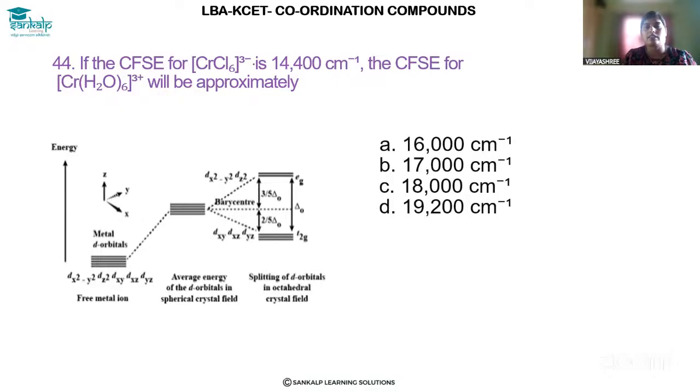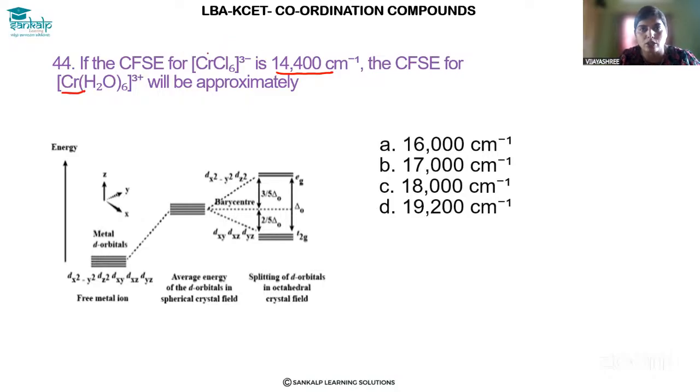So here we are given the crystal field stabilization energy for the CrCl6 3- complex. Okay, it is given as 14,400 per centimeter. We need to calculate the CFSE for Cr(H2O)6 3+. Before calculating CFSE, first we have to identify the oxidation state of chromium here. In both complexes, chromium is the central metal atom, right?